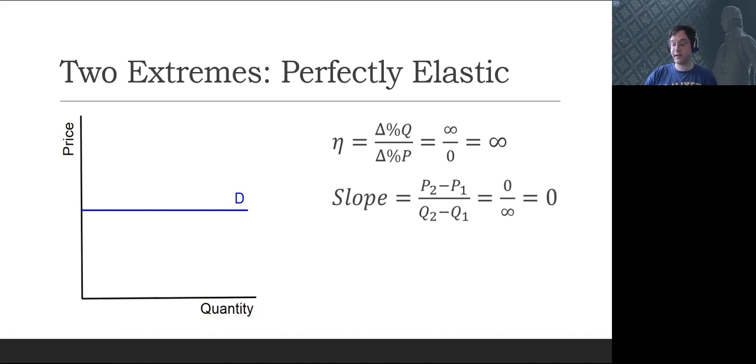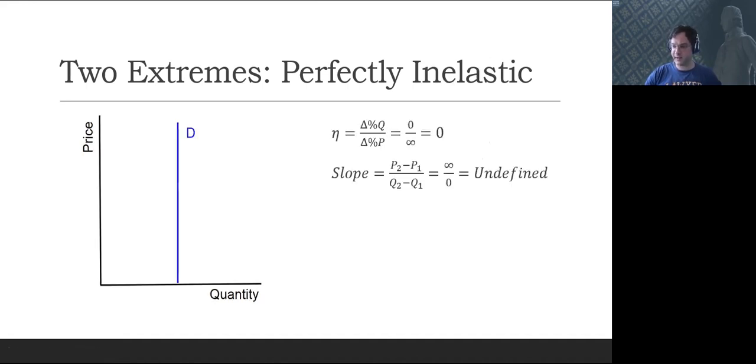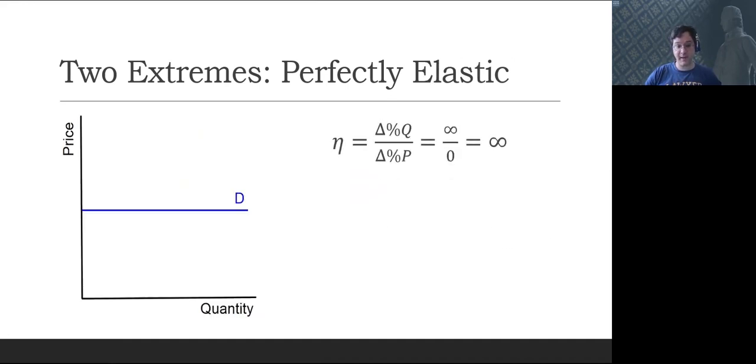Just like in the other example, it's your change in price, which is 0, over your change in quantity, which can be infinity. 0 divided by infinity, 0 divided by anything is going to be 0. So something with perfectly inelastic demand or inelastic supply will have an elasticity of 0, but an undefined slope. The opposite is true for perfectly elastic supply, perfectly elastic demand.